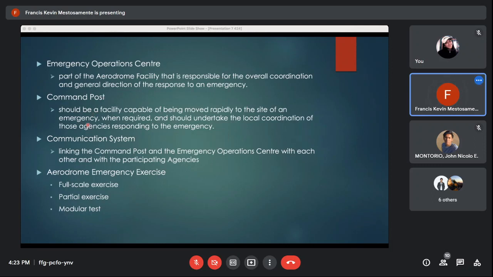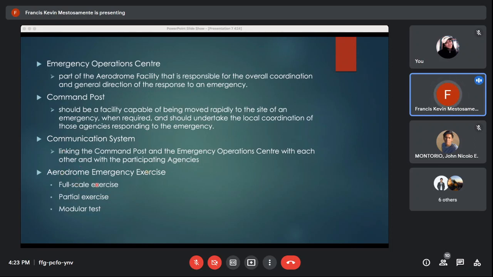Command post, it is mandated to have a facility capable of moving or being moved rapidly to the site of an emergency. Communication system, linking the command post and the emergency operation center with each other and with the participating agencies.